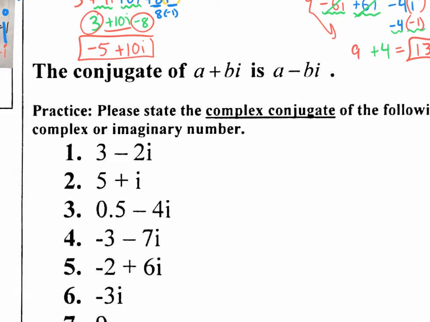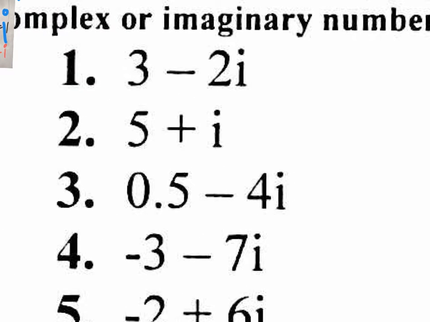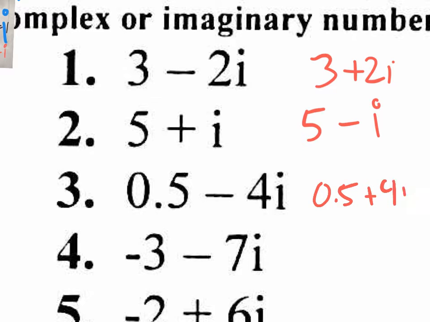Practice. Please state the complex conjugate of the following. Number 1, what would the complex conjugate be? 3 plus 2i. What would be the complex conjugate of number 2? 5 minus i. If you're thinking, where the heck is he getting this from? All I'm doing is changing the sign of the imaginary part. The real part, I'm leaving it. I'm rewriting it. And I'm just changing the sign of the imaginary part. So you should be able to do all these nice and easy. This one's 0.5 plus 4i. This one's negative 3 plus 7i.